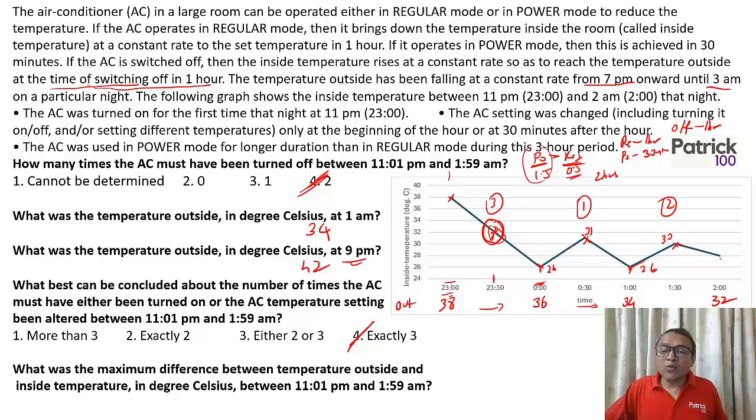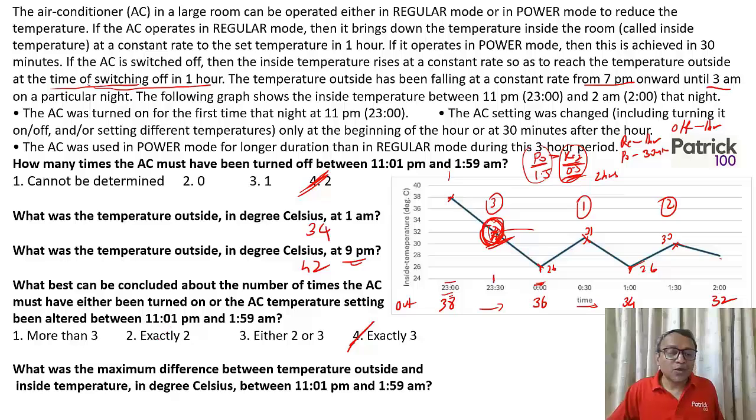Now we know power mode took more time than regular mode. So regular mode can be maximum half an hour. So that means there must have been a change out here, because the power mode reaches the temperature in half an hour. If it was power mode, it would have reached the temperature in half an hour and remained the same, but it kept on decreasing. That means the temperature was changed at this point of time. So 3 times the temperature was changed or switched on.